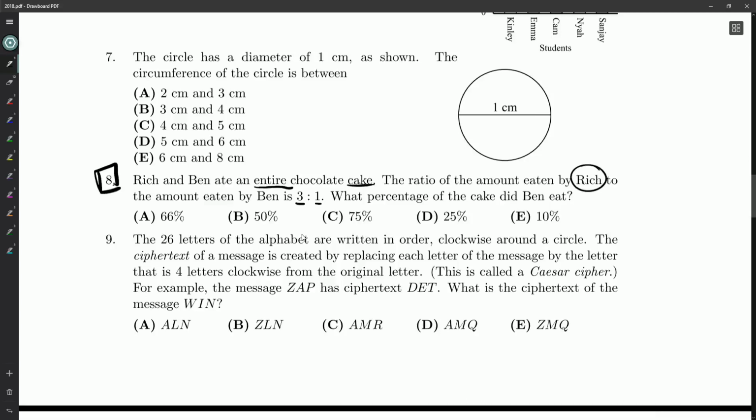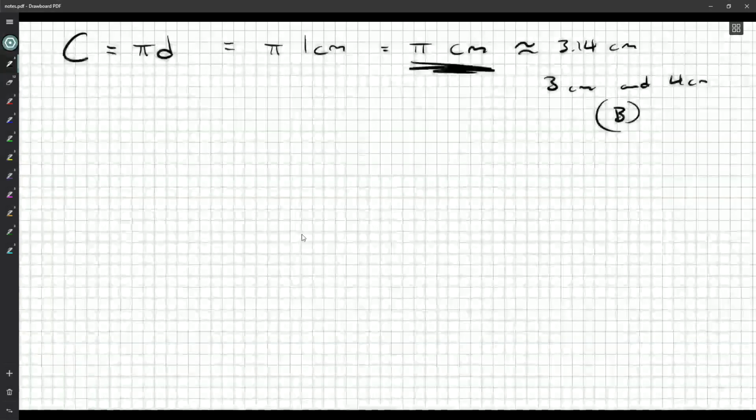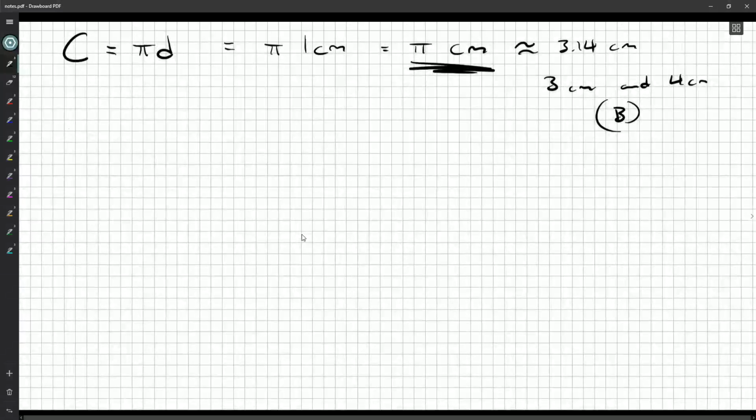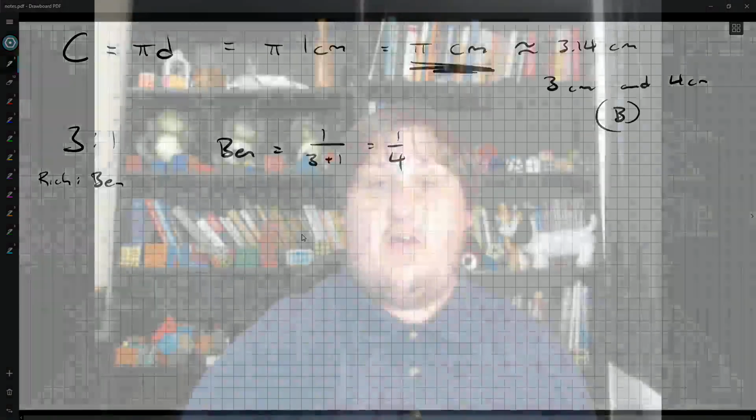What percentage of the cake did Ben eat? Alright, so we just want to figure out percentages. So Ben ate 1 for every 3 pieces. Now, depending on how comfortable you are with ratios, you might be able to say, okay, this is Rich to Ben. Ben is going to be 1 out of the 3 that Rich ate and the 1 that Ben ate. That makes up the whole. So you might be able to say, well, Ben just ate a quarter of the cake.